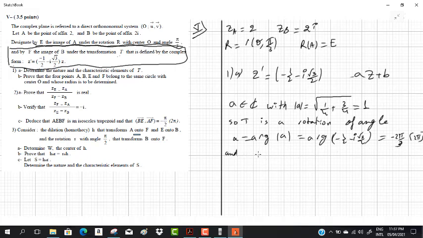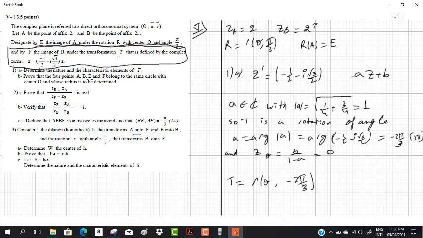And the center Z center equals B over 1 minus A. I called it Z center because I know that B is 0, so 0 over 1 minus A equals 0. So T is a rotation of center O and angle minus 2 pi over 3. This is the solution of part 1.